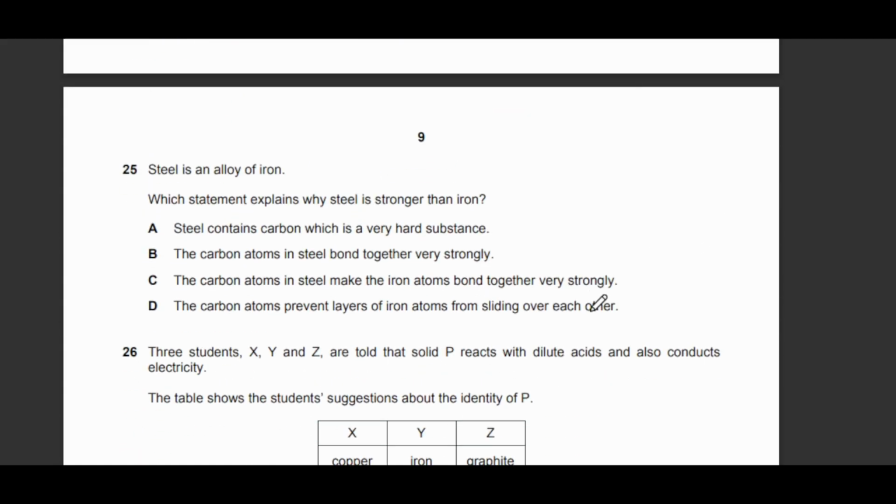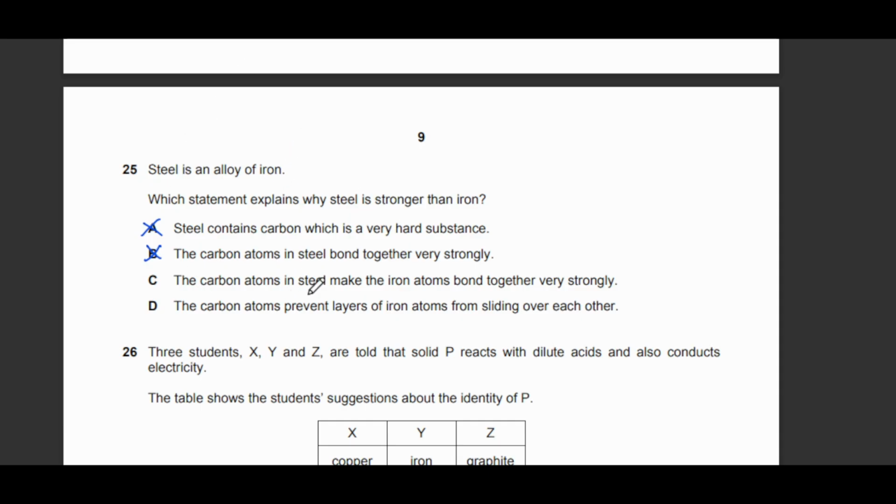Steel is an alloy of iron. Which statement explains why steel is stronger than iron? Okay. Steel contains carbon, which is a very hard substance. This doesn't explain why it's stronger than iron, right? The carbon atoms in steel bond together very strongly. This doesn't make sense because steel is a mixture and it's an alloy of iron, right? Which means it contains iron. Okay.